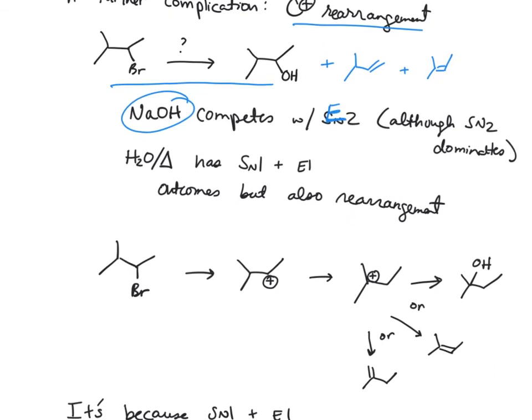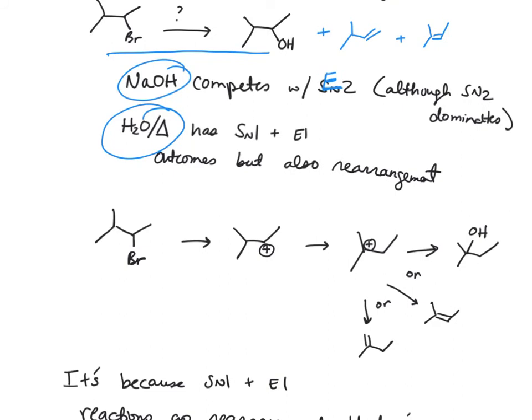Also, if you use water and heat, then you have SN1 and E1 outcomes, but you also further have rearrangement, and let me show you how that works. First, your alkyl halide undergoes a leaving group removal, so you're making bromide minus, and then you have this formation of a secondary carbocation. And whenever you see the formation of a secondary carbocation, you need to be concerned about rearrangement.